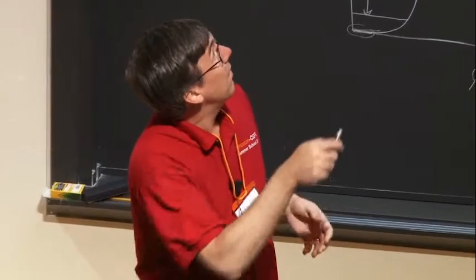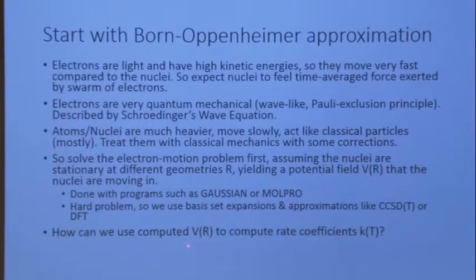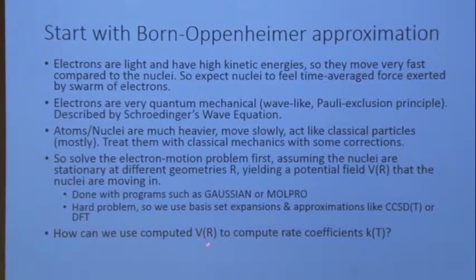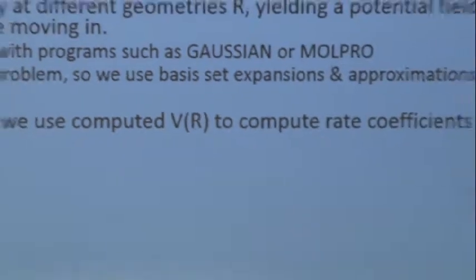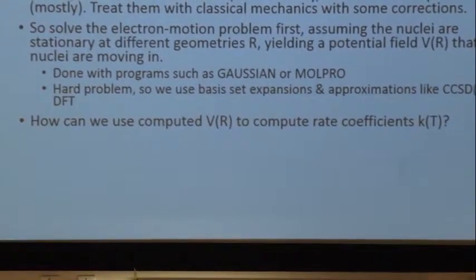So I'm going to assume we have that already. I'm not going to talk any more about how we do it. And instead, I'm going to worry about, suppose we had this V, and it depends on the positions of the nuclei, that I call capital R. How am I going to compute the rate coefficients k of T? Because that's what I want to know.